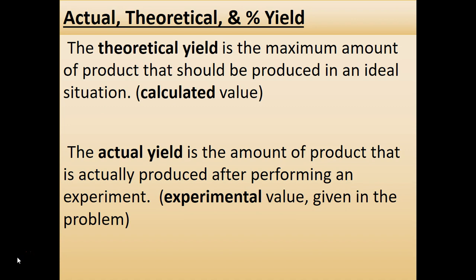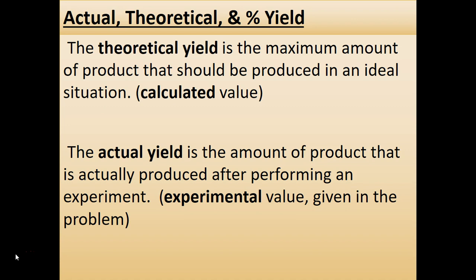Theoretical yield is the maximum amount of product that should be produced in an ideal situation. It's the value that you calculate whenever you're doing a gram to gram problem. So in the stoichiometry videos, all the 4 examples that we worked, every answer that we get, those are the theoretical yields. That is what you're supposed to be able to get out of the reaction.